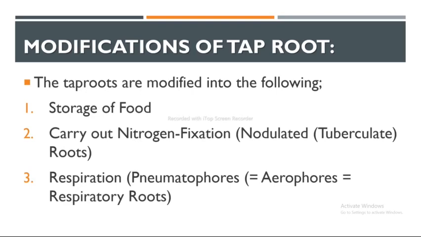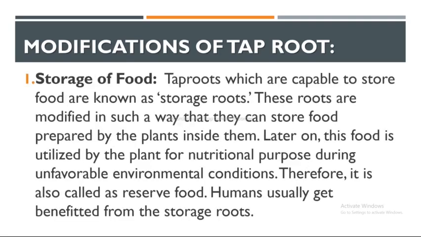The taproots are modified into the following. First is the storage of food. Second is to carry out nitrogen fixation, or nodulated tuberculate roots. Third is respiration: pneumatophores, aerophores or respiratory roots. So first is the storage of food.